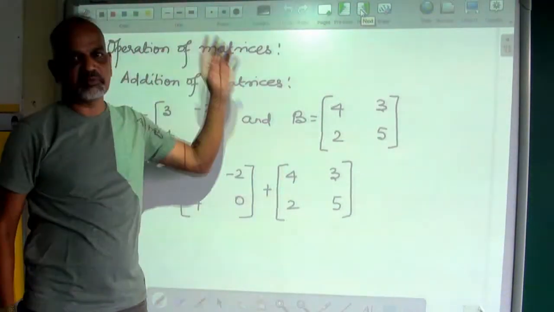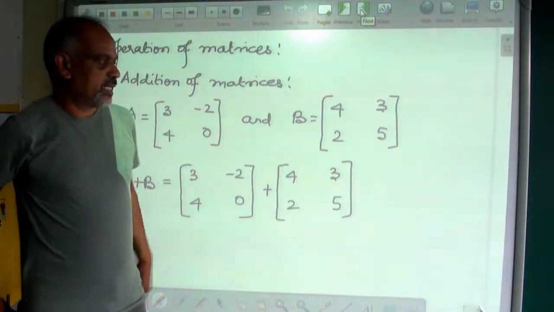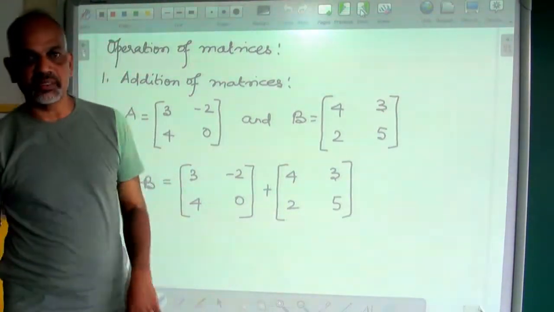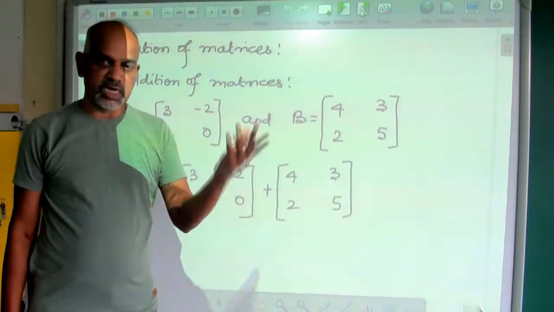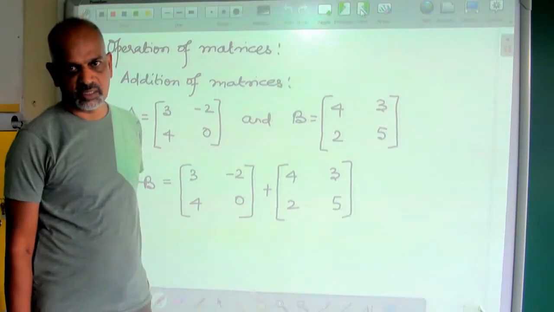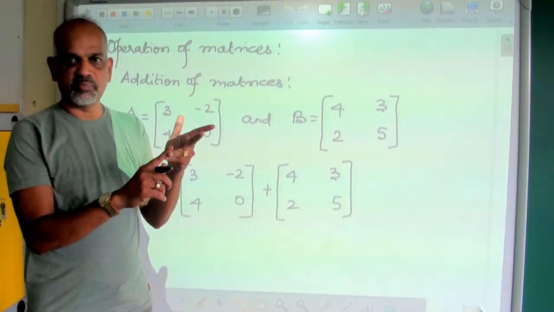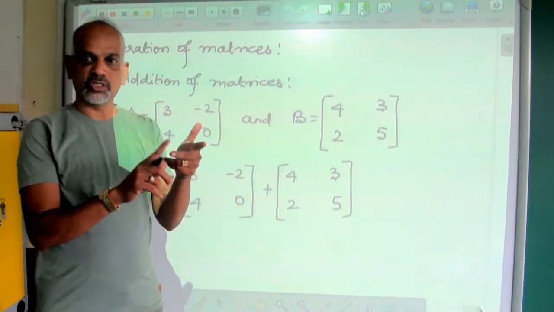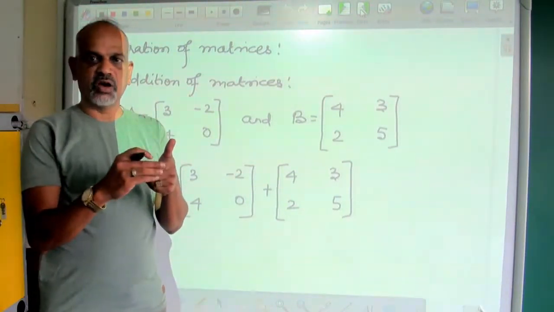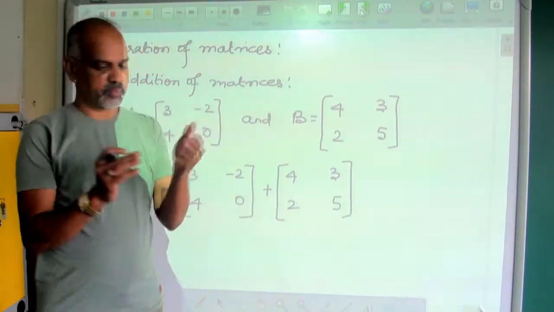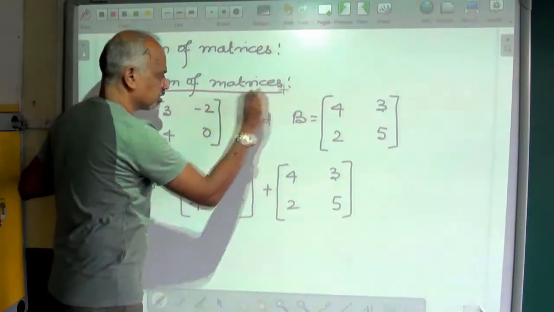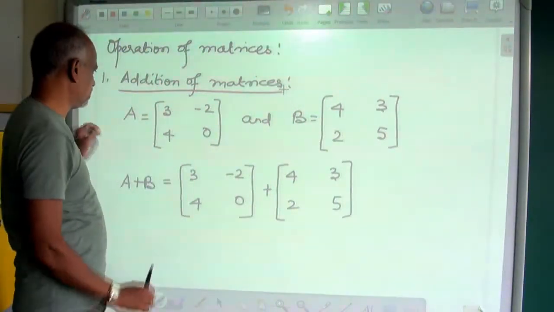Now, these are the types of matrices and what all changes you can do. Next is about operations of matrices. We are going to see how to add matrices or subtract matrices, multiply numbers with a matrix, or multiply two matrices. These are the operations: addition of matrices, subtraction of matrices, multiplication of a scalar quantity or number with a matrix, and multiplication of two different matrices. The first one is about addition of matrices. How to add two matrices.